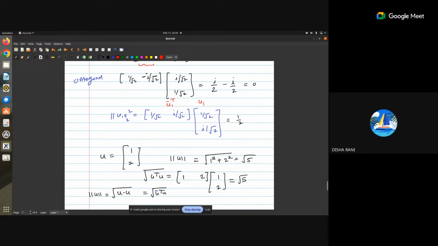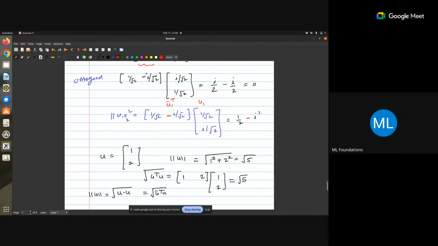Do you understand it or no? Yes, sir, got it. So 1 by root 2 into 1 by root 2 is 1 by 2, plus... Sir, there will be a minus, no? Because I have to take the conjugate. So the conjugate is minus here, and that's why it is. If I don't take the conjugate, it will be 0, right?